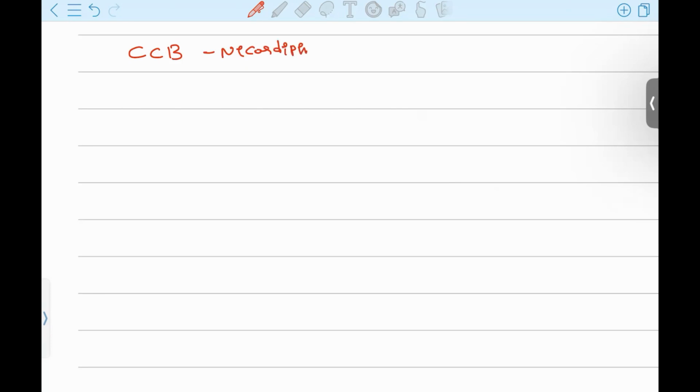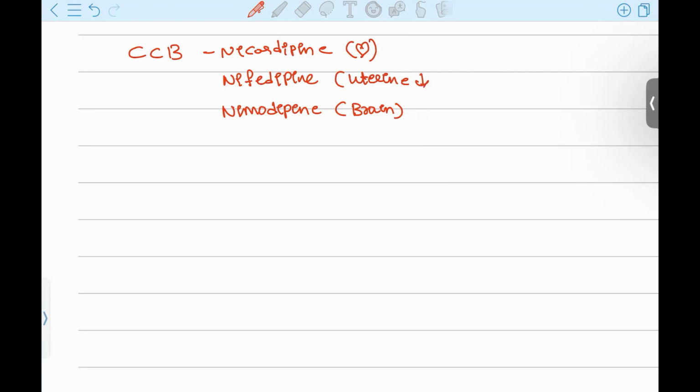This can be given in patients with a hypertensive emergency also. Another drug is your nifedipine. Nifedipine is a drug of choice for tocolytics. To delay pregnancy contractions, we can give this drug. And another one is your nimodipine. Nimodipine is very cerebrovascular selective. This is for the brain cases, this is for the cardiac cases, and this is for the uterine contractions. To decrease the uterine contractions, we can give nifedipine.